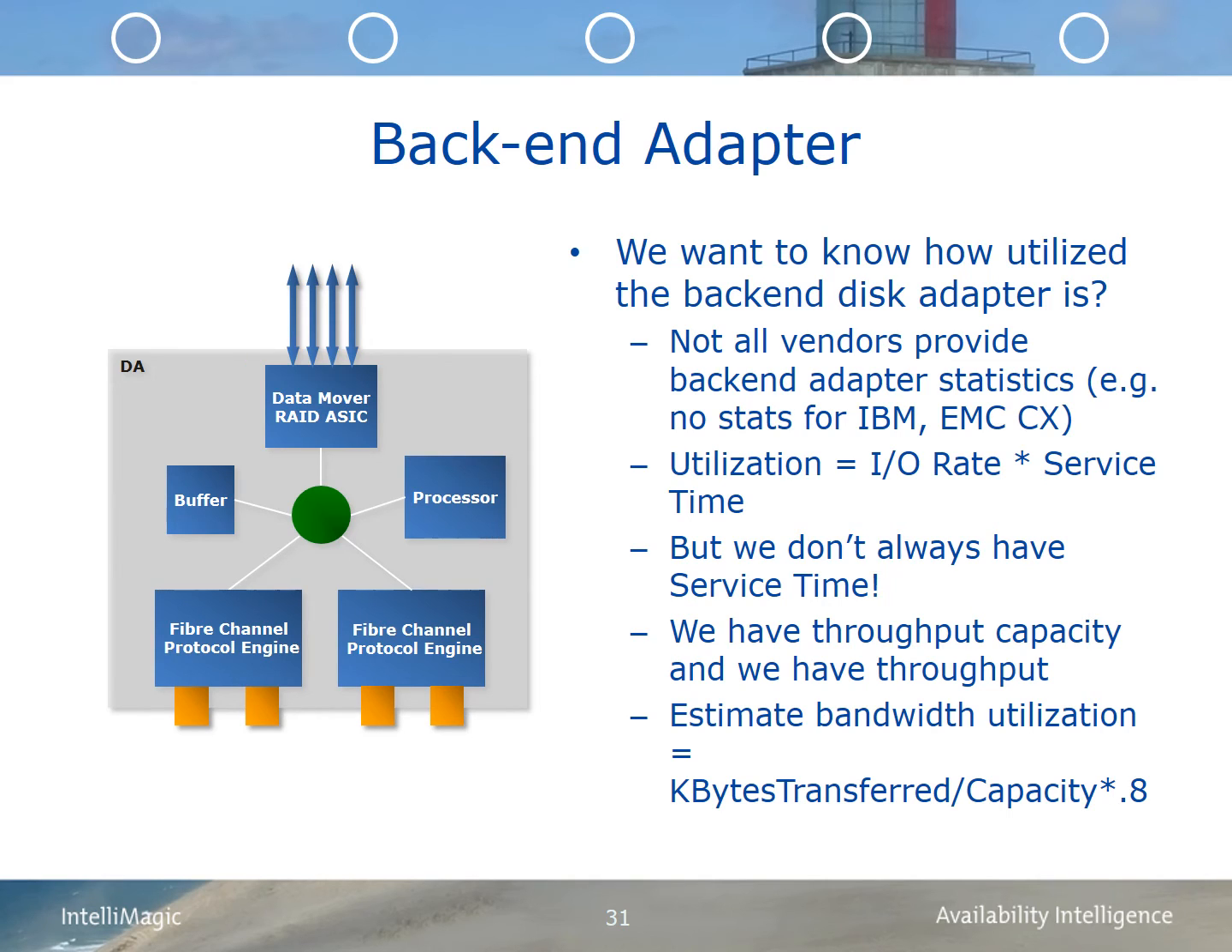We could do some calculations with utilization like we did for the front end, which would require the IO rate times the service time, but we usually don't have the service time. So we can do things like estimating the throughput capacity based on the throughput specifications, and we can estimate the bandwidth utilization by looking at the throughput divided by the capacity and multiplying it by some conservative number like 0.8, or 80%. So there are different ways to look at how busy the back end is. Really what you want to find out is if you've got imbalances across the back end. Most controllers do a pretty good job of balancing the hardware across the back end.